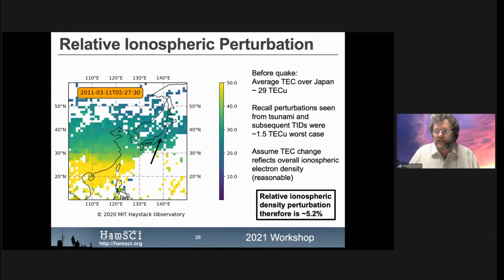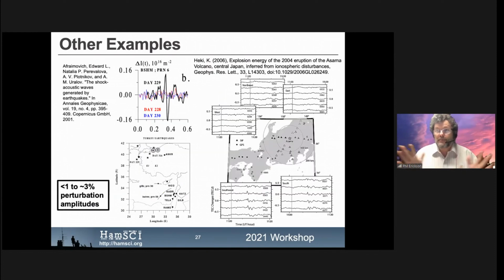Let's change that to linear and zoom in. So this is Japan. I'm pointing to the Usuda station right there. If I look at the numbers and I average them, it's about 29 TEC units. Remember, the perturbations were 1.5 TECU worst case. I divide that out and the relative perturbation is about 5.2% for a 9.1 magnitude earthquake. Very detectable in TEC.